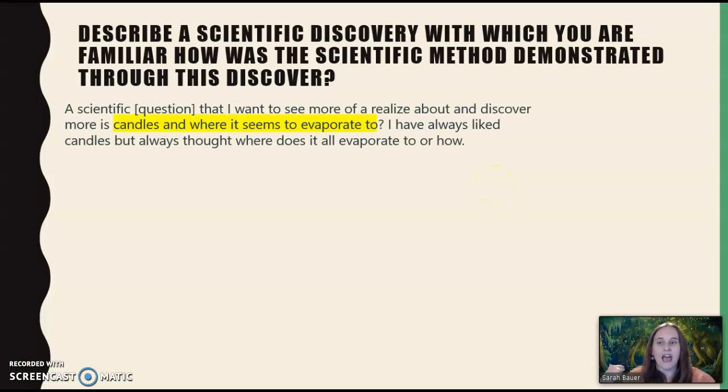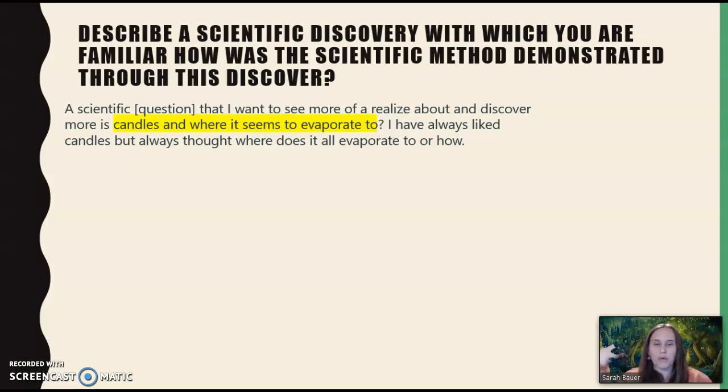So the student is like, the scientific question that I want to know more about is about candles and wax, and where does it seem to go when it evaporates. And I feel like that's great because the beginning of the scientific method is really about making observations about the world around you and turning them into scientific questions. And then, of course, developing a process for answering that question.